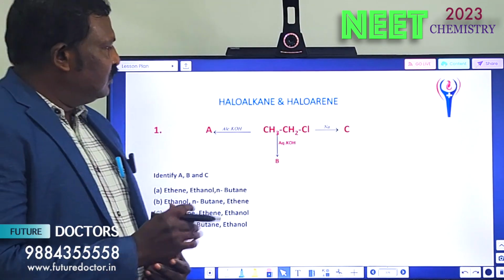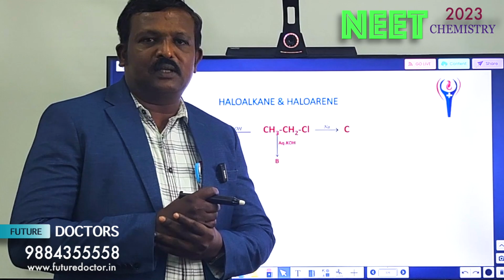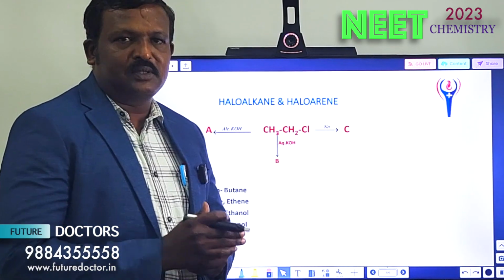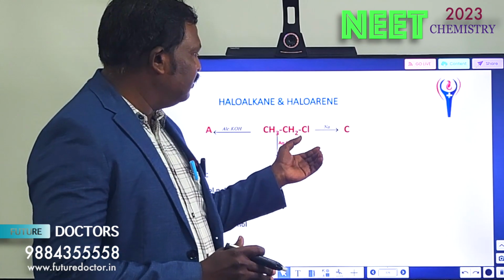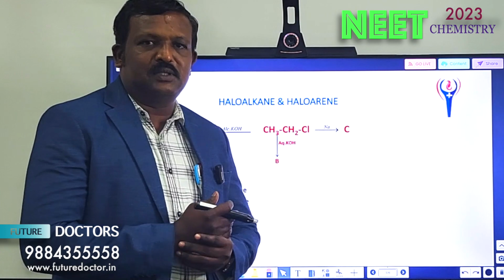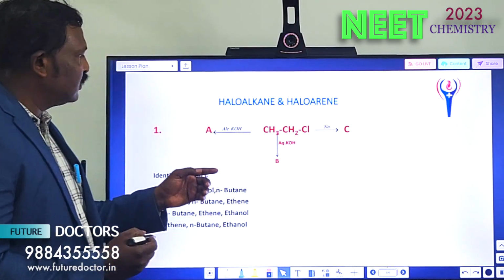I already told you to study some important reactions as well as important name reactions. Then only you will be able to answer these kinds of questions. Mostly you have to find out A, B, C like that. These kinds of questions come in organic chemistry. Understood? Now let us go to the first question.